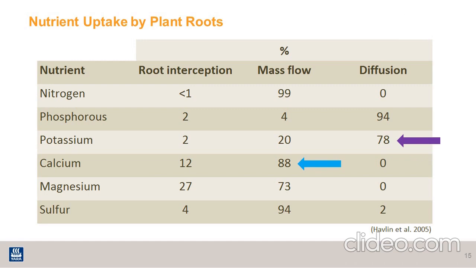Calcium, on the other hand, is a mass flow nutrient, which means that the calcium moves into the plant mostly with water. So you have to have an abundant supply of calcium in your soil solution in order to get adequate calcium uptake. If you have dry soil, it would limit your calcium uptake. And if you have an imbalance of cations in the soil, you can limit either the uptake of the calcium or potassium.